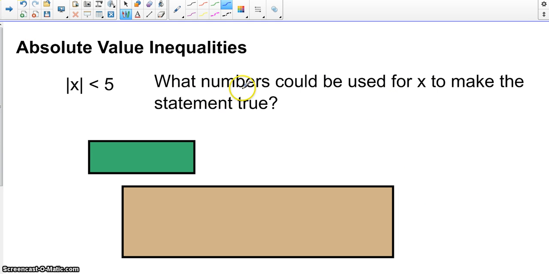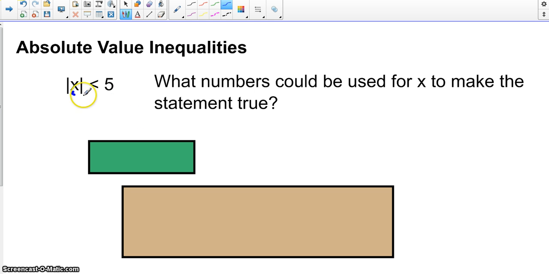So now I want to change and talk now about absolute value inequalities. So I'm looking at the absolute value of x is less than 5. And the question here is what numbers could be used for x that would make this statement true? Well, obviously, if I plug in numbers like 4, 3, 2, 1, 0, those are all working. I could put in some negative numbers, negative 1, negative 2, and so on, okay?